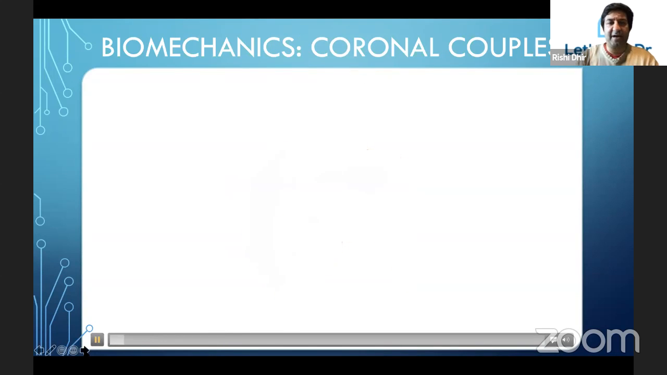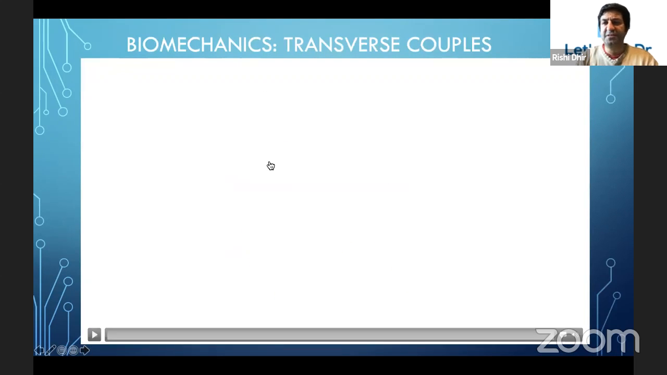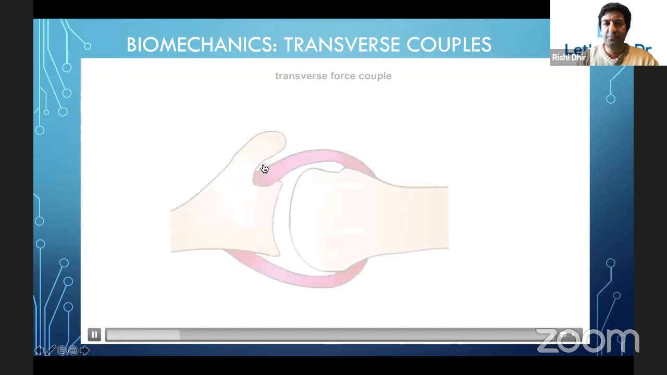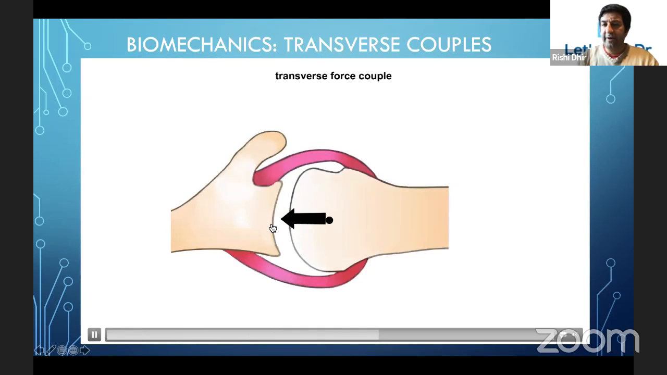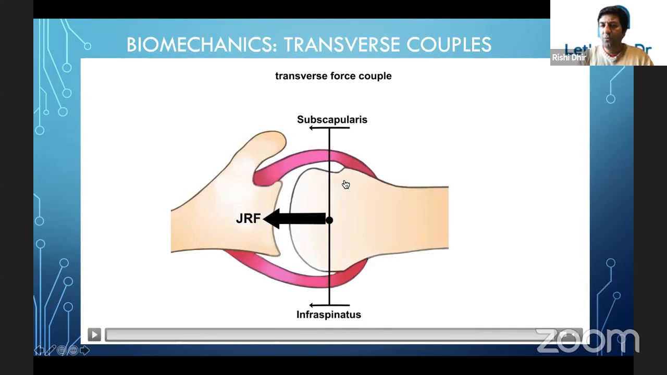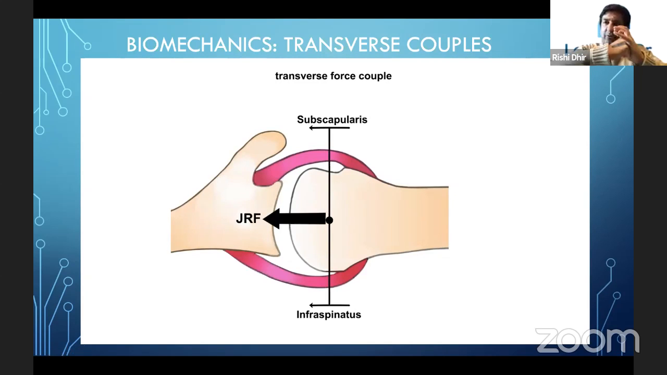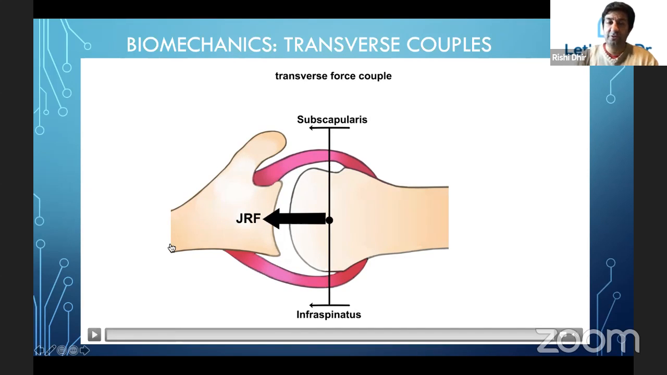And you also have this thing called a transverse force couple, which works between subscapularis at the front and infraspinatus at the back. The two forces essentially are acting and they push the head onto the glenoid, which gives you this concavity compression and helps with stability of the glenohumeral joint.